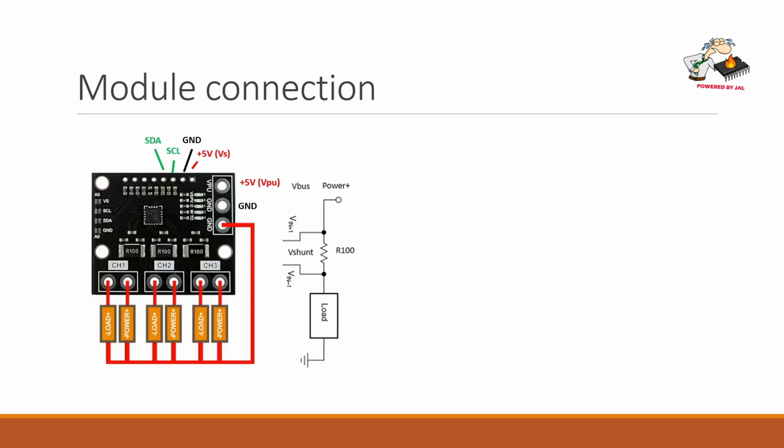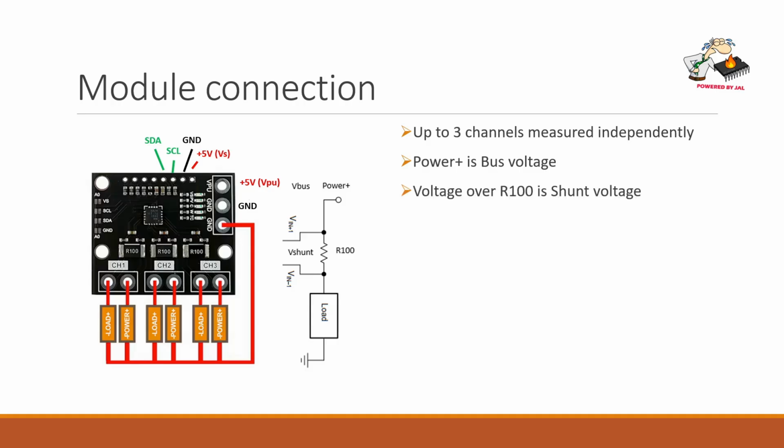If you look at the typical module connection, it looks as follows. So you can measure up to 3 channels independently. The power plus in this example is the bus voltage, so it's the voltage at the top of the resistor, and the voltage over the R100 resistor is the shunt voltage, and the current is measured via this shunt resistor, and R100 means 0.1 ohm.